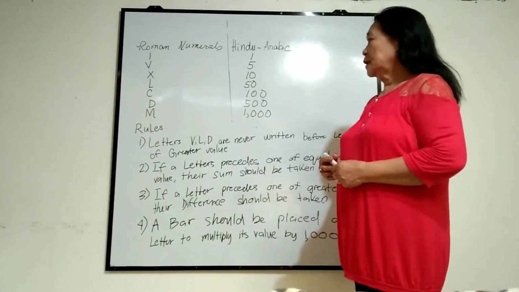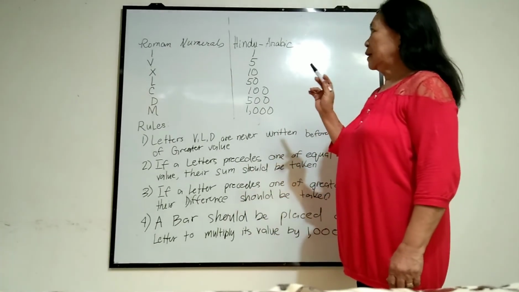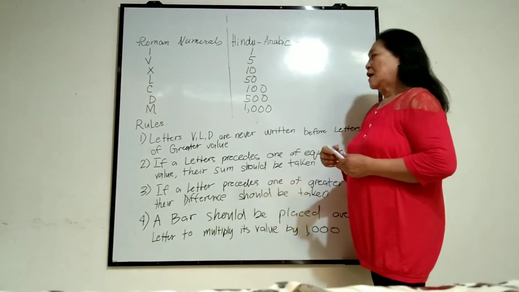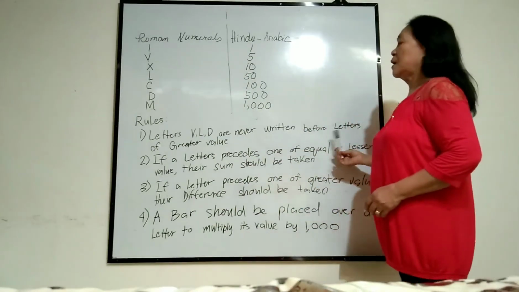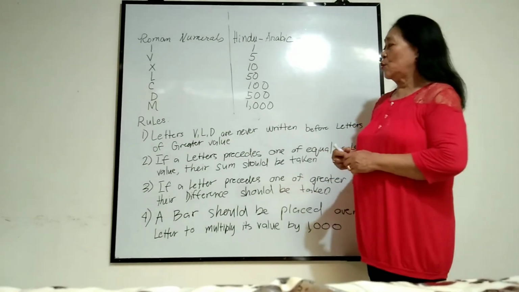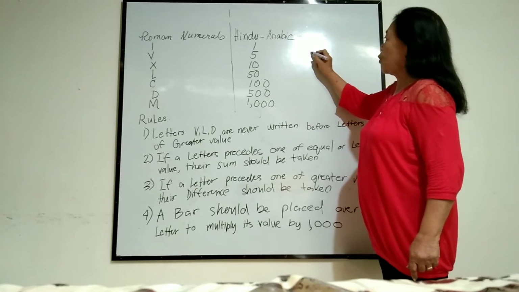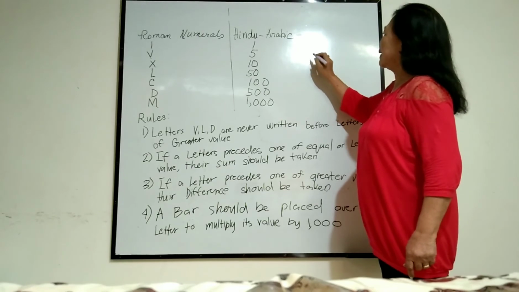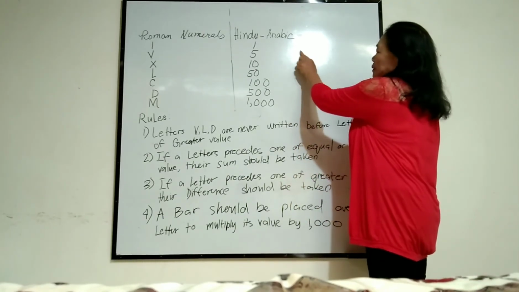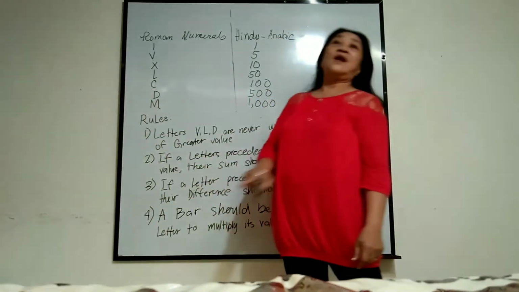Okay, learners, I am going to discuss to you the rules of writing Roman numerals. Number 1, letters V, L, D are never written before letters of greater value. So you cannot write V before X. Do not write this one. This is not allowed. Also, do not write D before M.